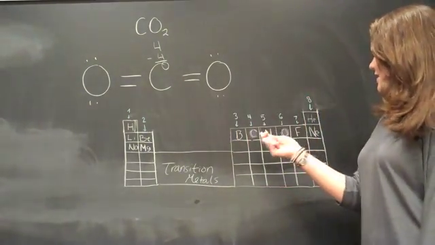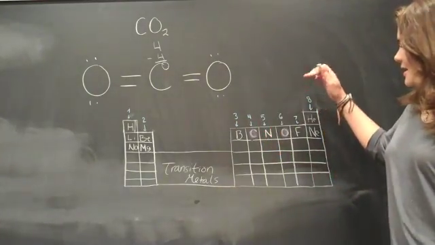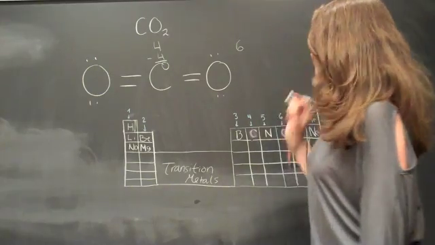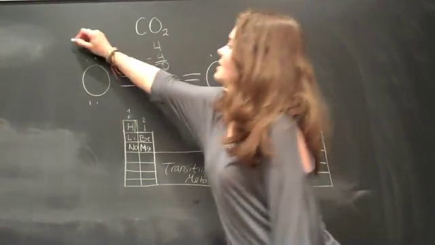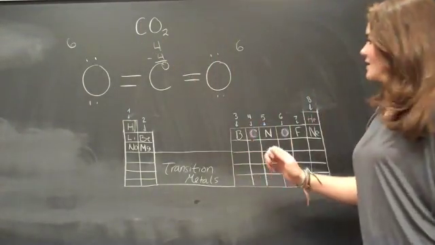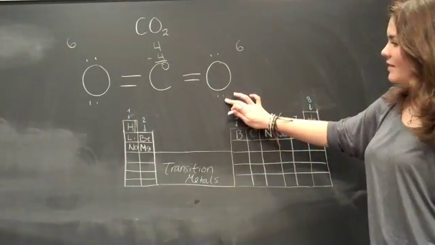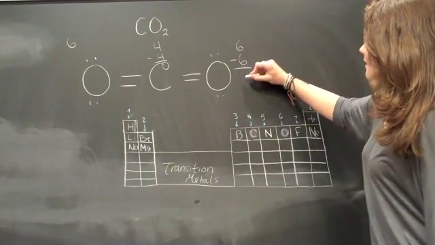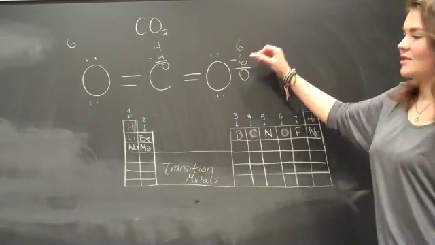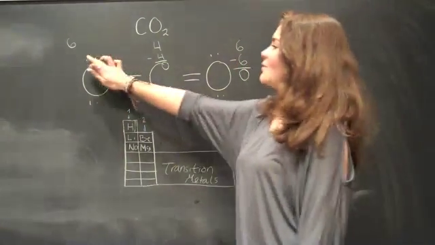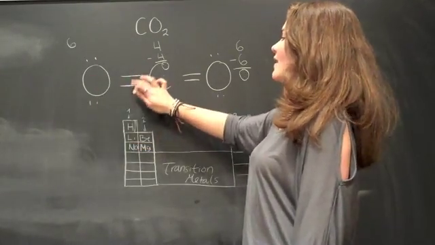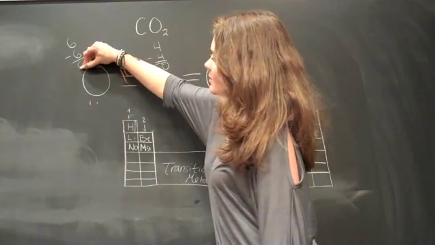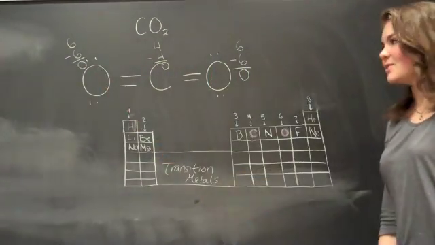As for oxygen, you can see from the periodic table that it has 6 valence electrons, and this one does too. And then you can see that it has 1, 2, 3, 4, 5, 6. So you subtract 6 from here. And that formal charge for oxygen is 0 here as well. And on this side, 1, 2, 3, 4, 5, 6. So the formal charge for oxygen on this side too is also 0.